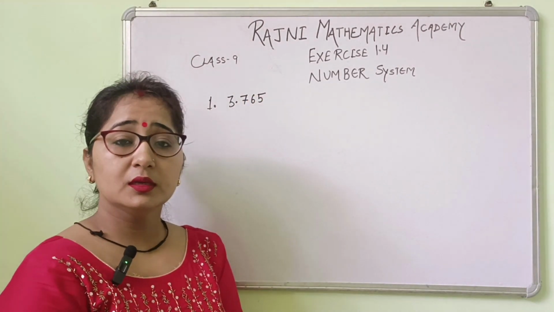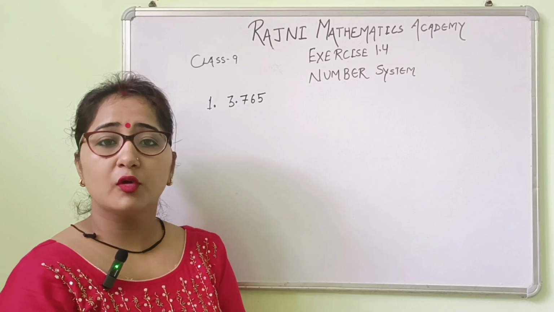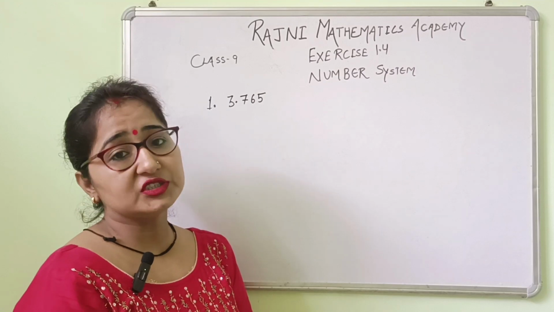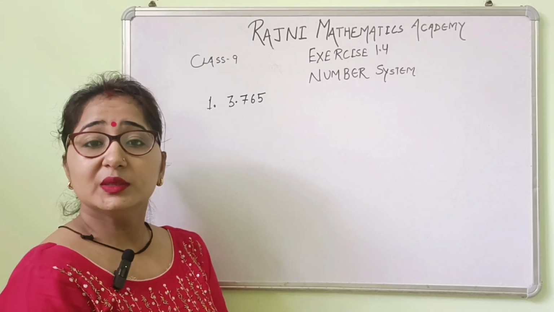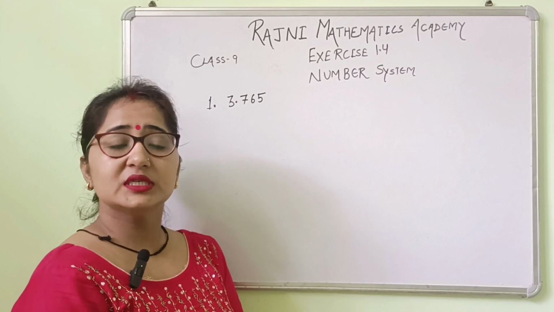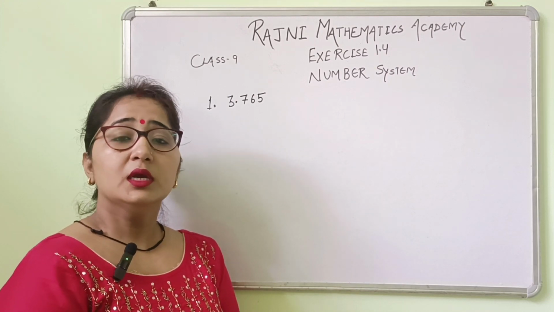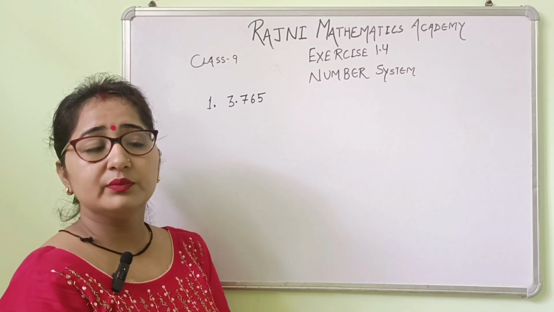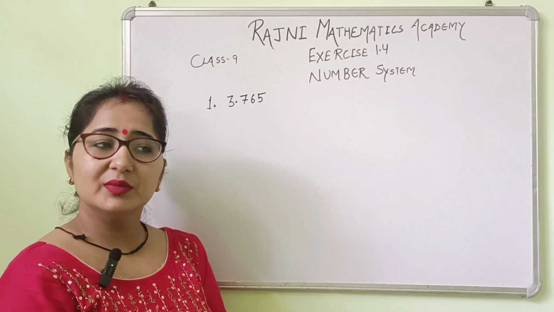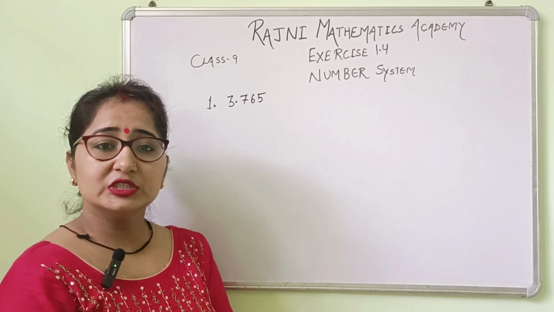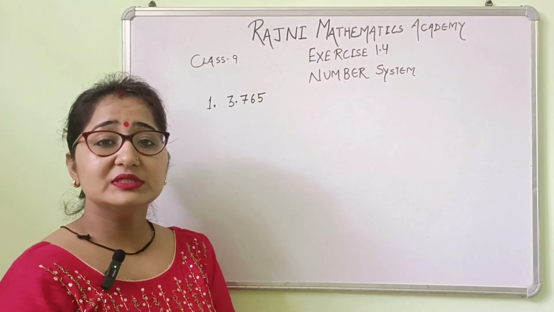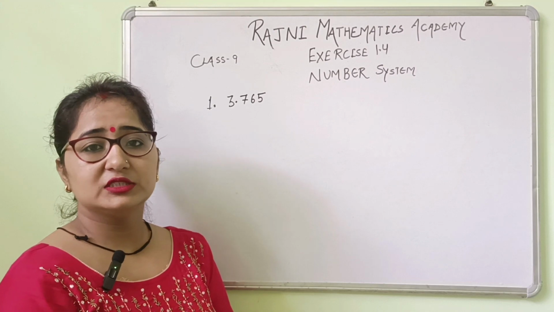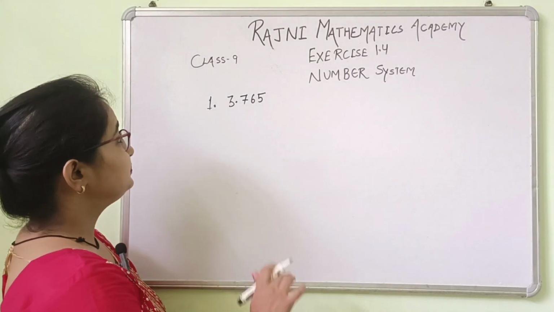3.765. As you all know, I have taught you representation of rational numbers on number line, representation of irrational numbers also on number line, representation of natural numbers, whole numbers, integers on number line. If you haven't watched yet, you can watch the first 3 lectures of number system on my YouTube channel Rajni Mathematics Academy. So representation of numbers on number line will be clear to you from those lectures. So let's start.